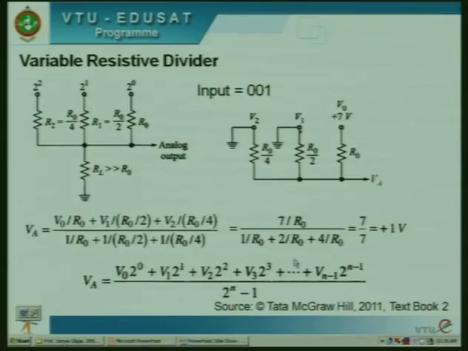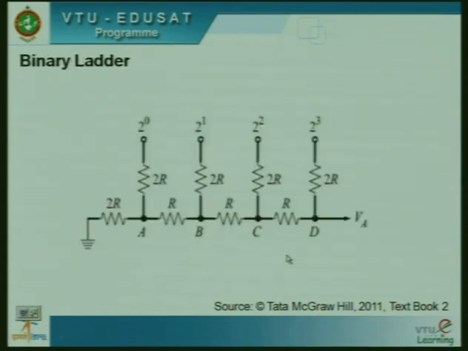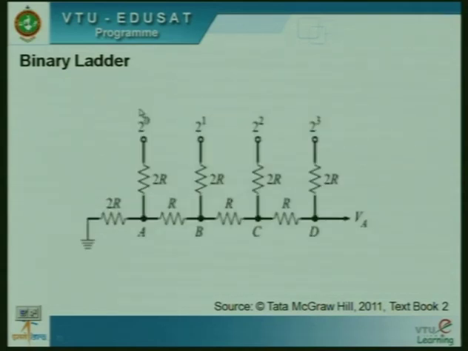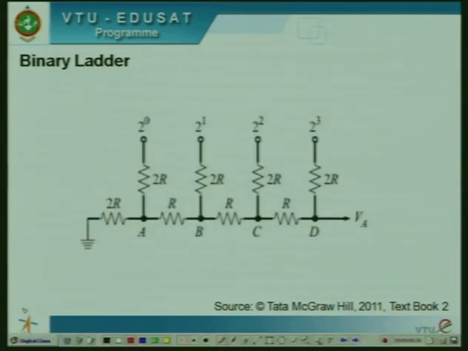That particular network is called a binary ladder. What does a binary ladder have? Let's take time to understand this configuration. Here we are taking the case of a 4-bit digital to analog converter. Where are the 4 bits? We are going to start with 2 raised to 0. Bear in mind, this time we are going to have the LSB on the extreme left.